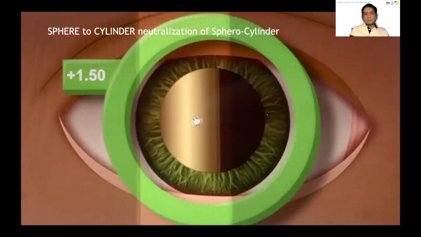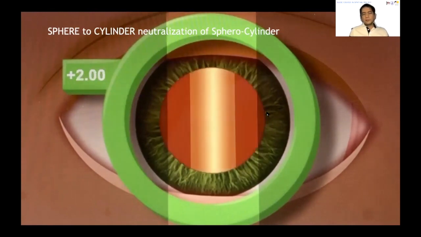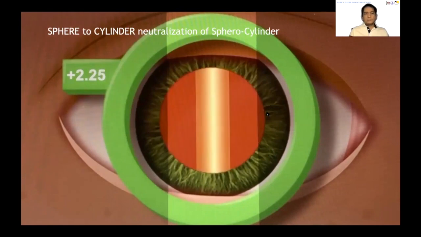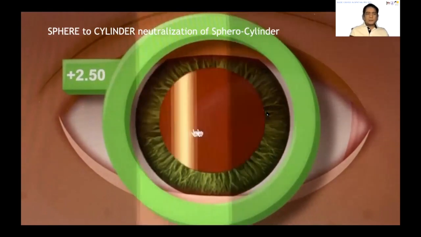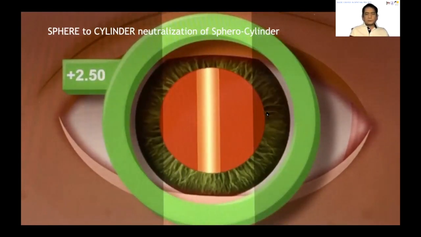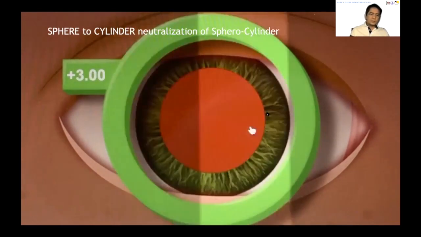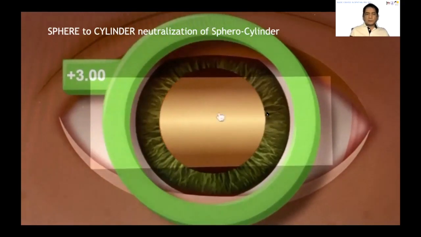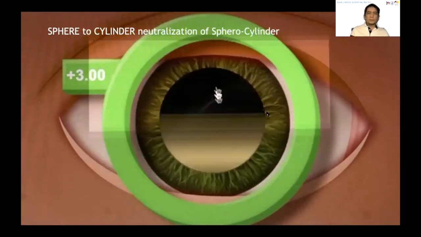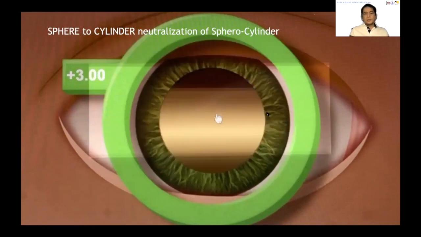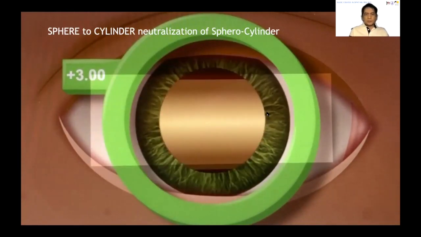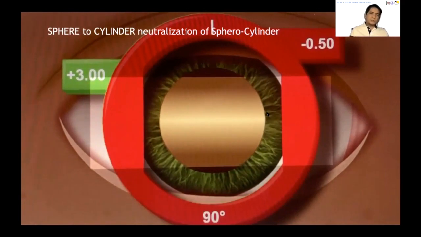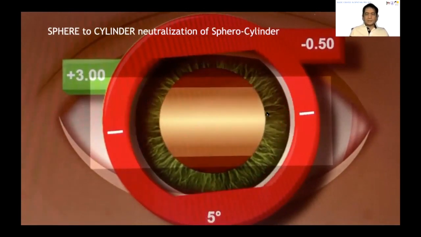Plus 1, plus 150. Okay, getting nearer to neutrality with plus 2, 250. All right, so increase the plus until you reach the neutral point. Now, this meridian was neutralized with plus 3 diopter sphere or spherical lenses. But as you observe, the secondary meridian has an against motion.